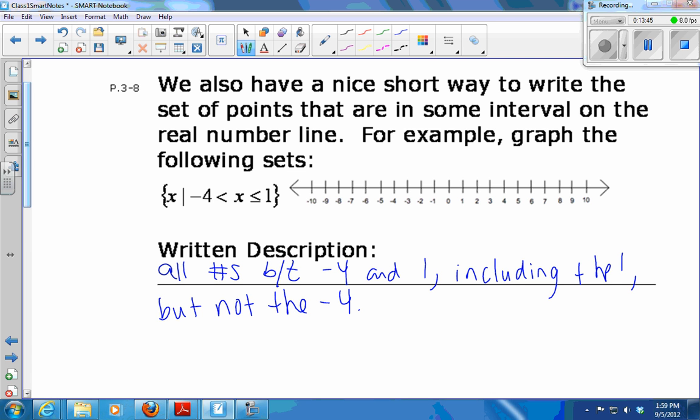So to graph that, I want to shade all the numbers on the number line that are included in the set. So the way I show that I go all the way up to -4 but not include it is with an open circle. So I put an open circle on the -4. I include the 1, so I'm going to put a closed circle there, and then shade all the numbers in between. Those are all the numbers in my set.